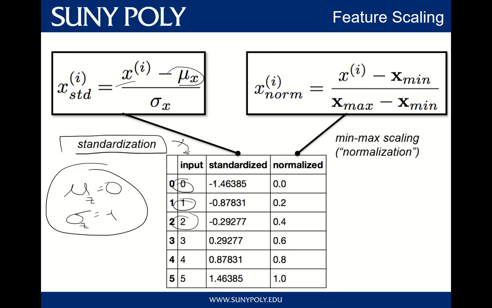So now it has a meaning because, for example, if it's minus 1.46, it means that that observation is below the mean value by 1.46 standard deviations. Now, if it's positive, let's say 0.87, that means that this value, the 4, is above the mean value by 0.87 standard deviations. That's the interpretation when you standardize. If it's equal to 0, it means that the value is equal to the mean value.